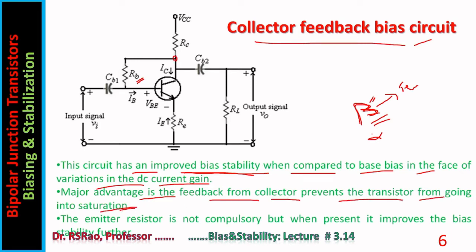This point. Earlier this point is here, now it is here. The emitter resistor is not compulsory, but when present it improves the bias stability further. So notice RE is always for stability. The purpose of RE, emitter resistor, is stability.